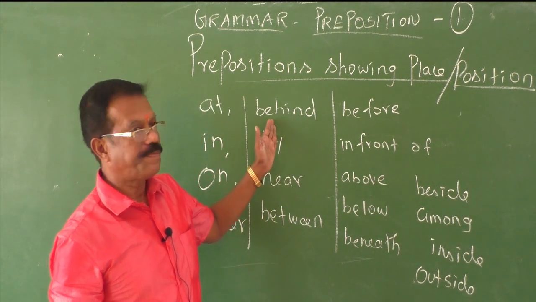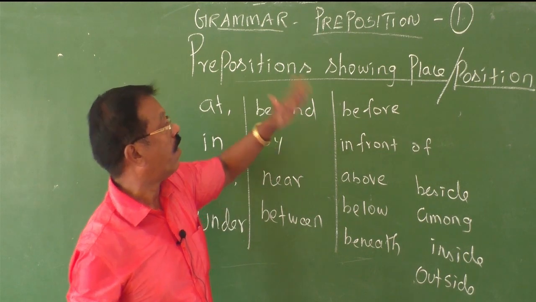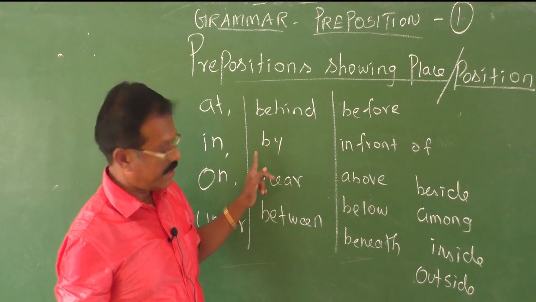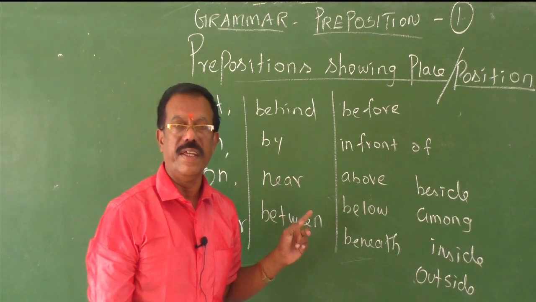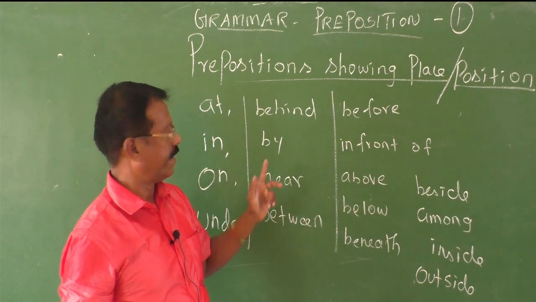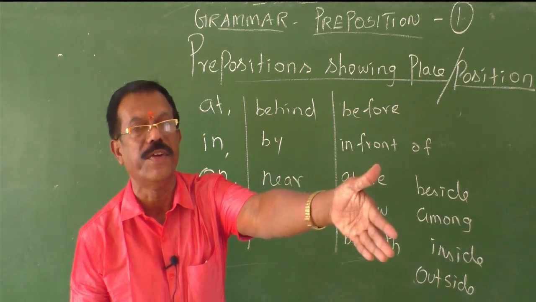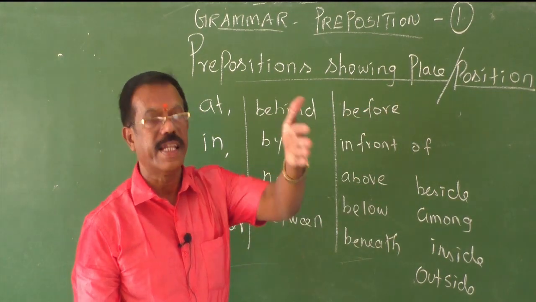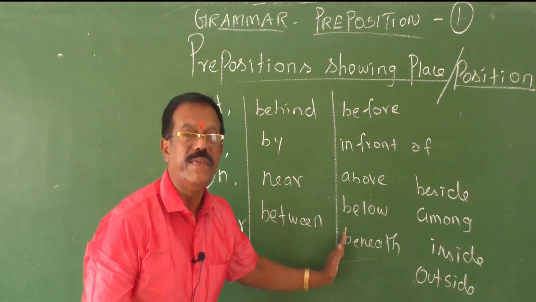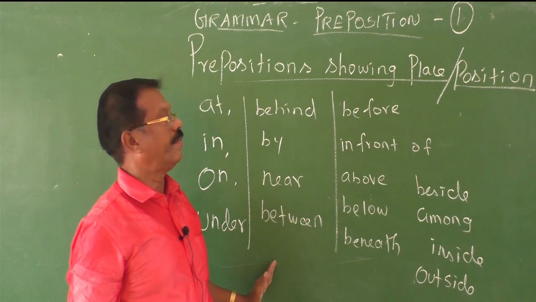And then you can say behind. There is a man behind the wall. And then you can say by: there is a tree by the river. My house is by the river. And then near: the table is near the window. It is a position. Then the house is between the trees. He is sitting between his father and mother.